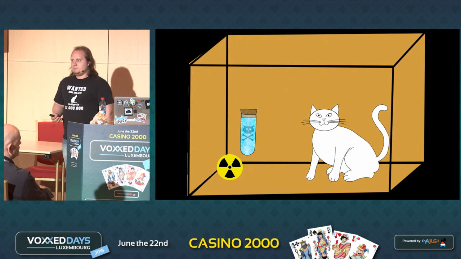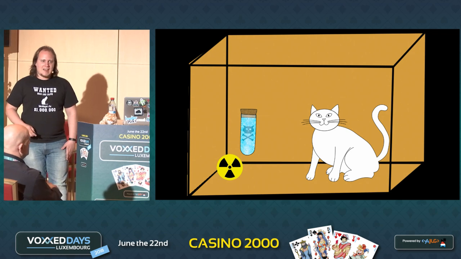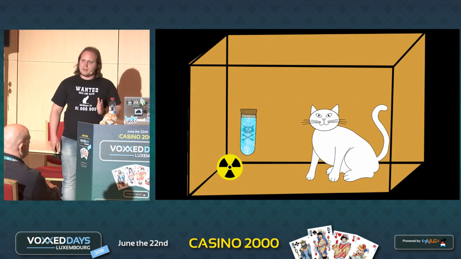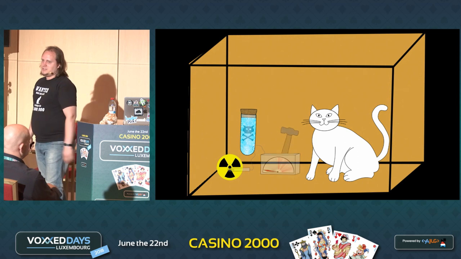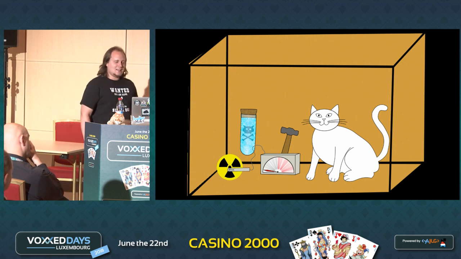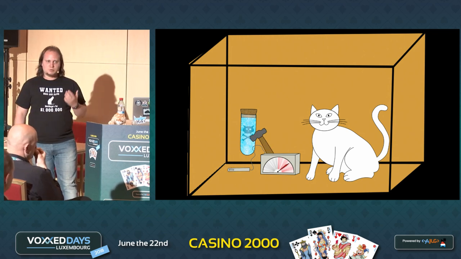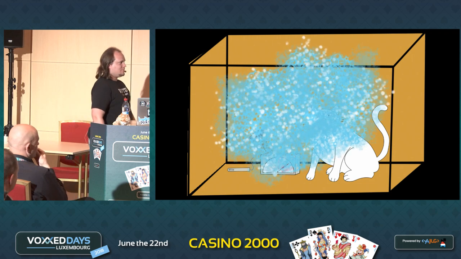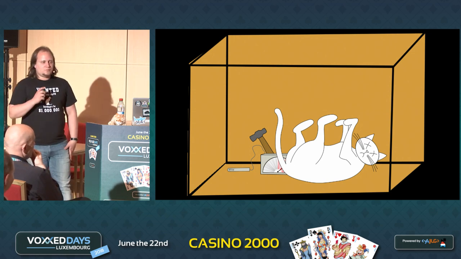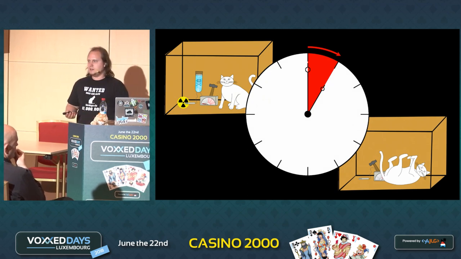We also have a bottle of gaseous cyanide. Now, cyanide obviously is very, very poisonous. And if that were to escape, that would be bad. As long as it's in the bottle, we're fine. But then there's one last thing in that box, and that's this weird contraption. This is a Geiger counter with a hammer attached to it. And if the Geiger counter were to register any radiation from the isotope, this would happen. Yeah, not nice.